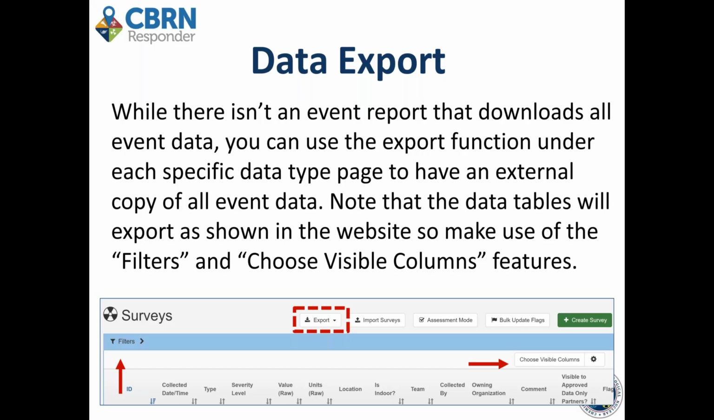If you're unaware of what I'm talking about, you can go to each data type in the event, and you'll see at the top of that page for that data type, there is the export feature right there, and you are able to export all the data that is visible below onto an Excel document if you would like to have all data. So again, you can filter out different severity levels or who it was collected by, and you can actually just limit down the visible columns as well. So you can have it as vast or specific as you would like.